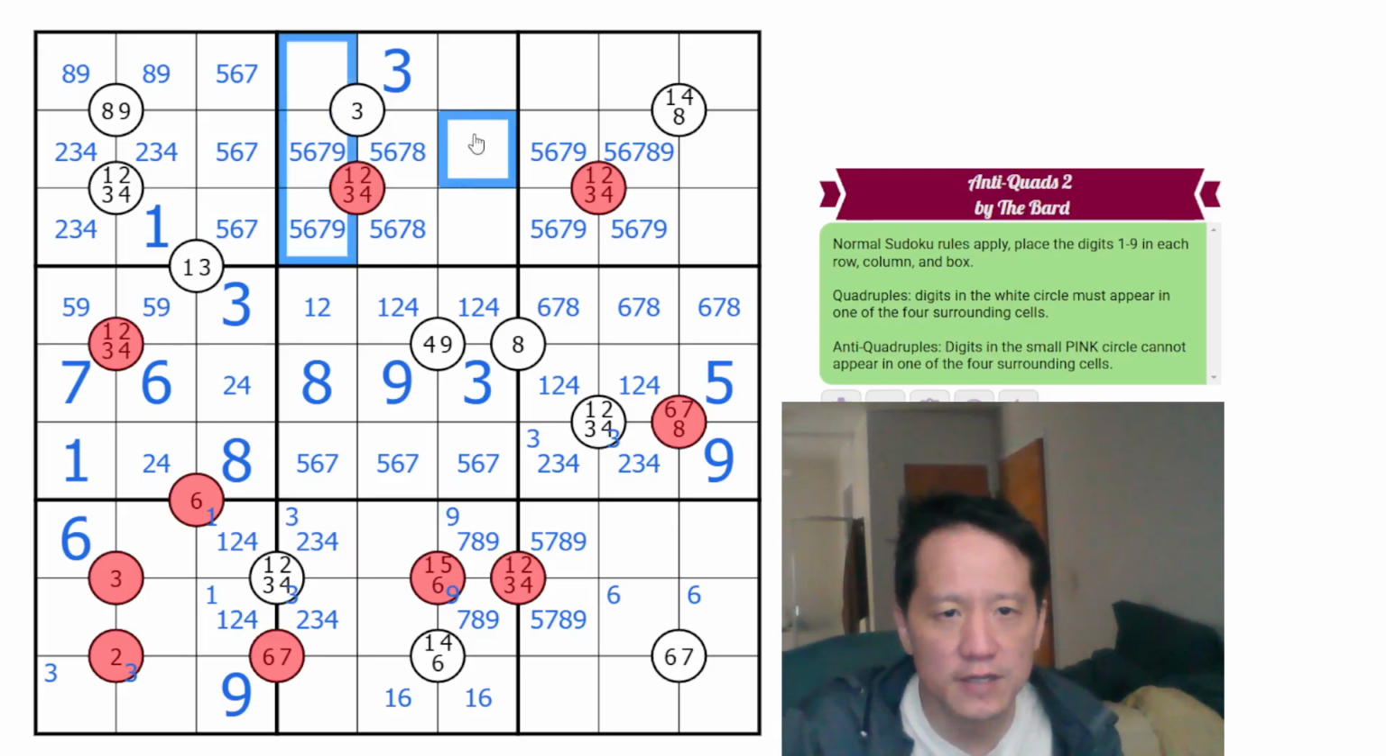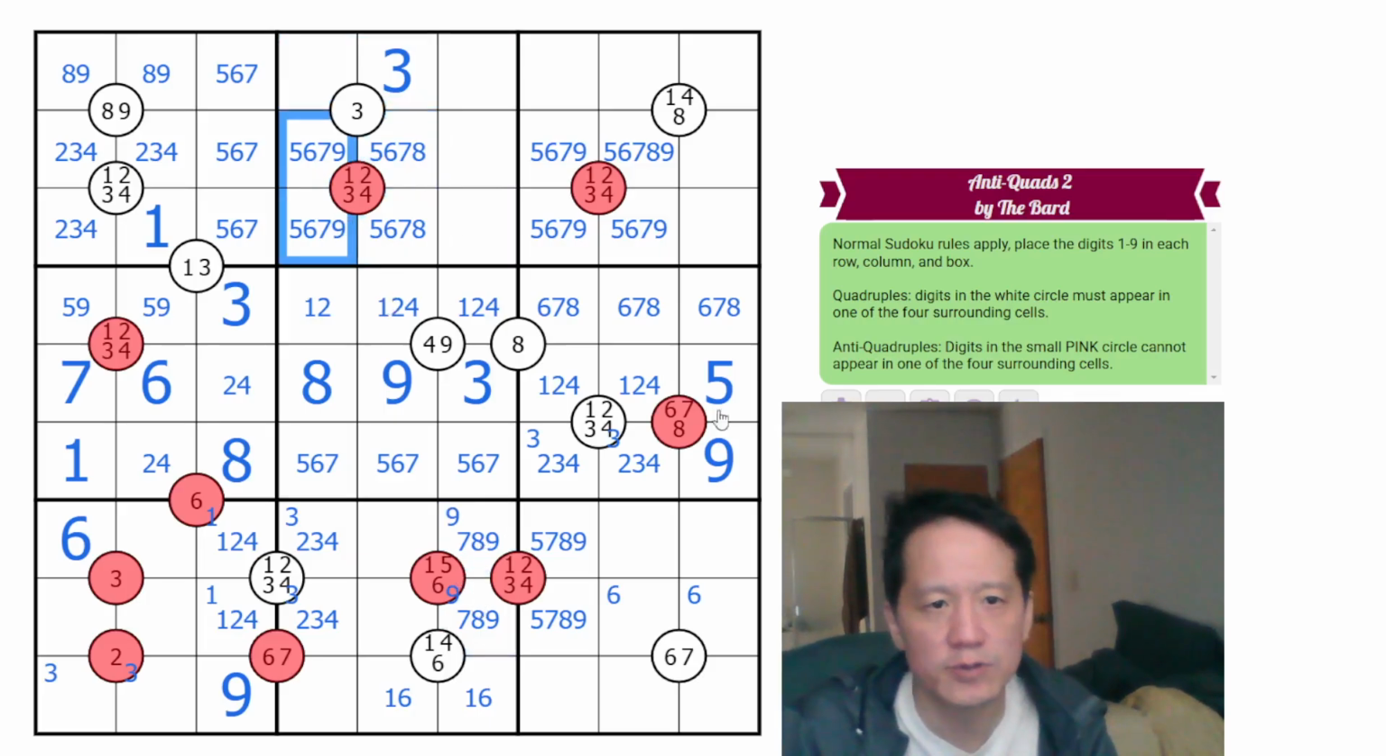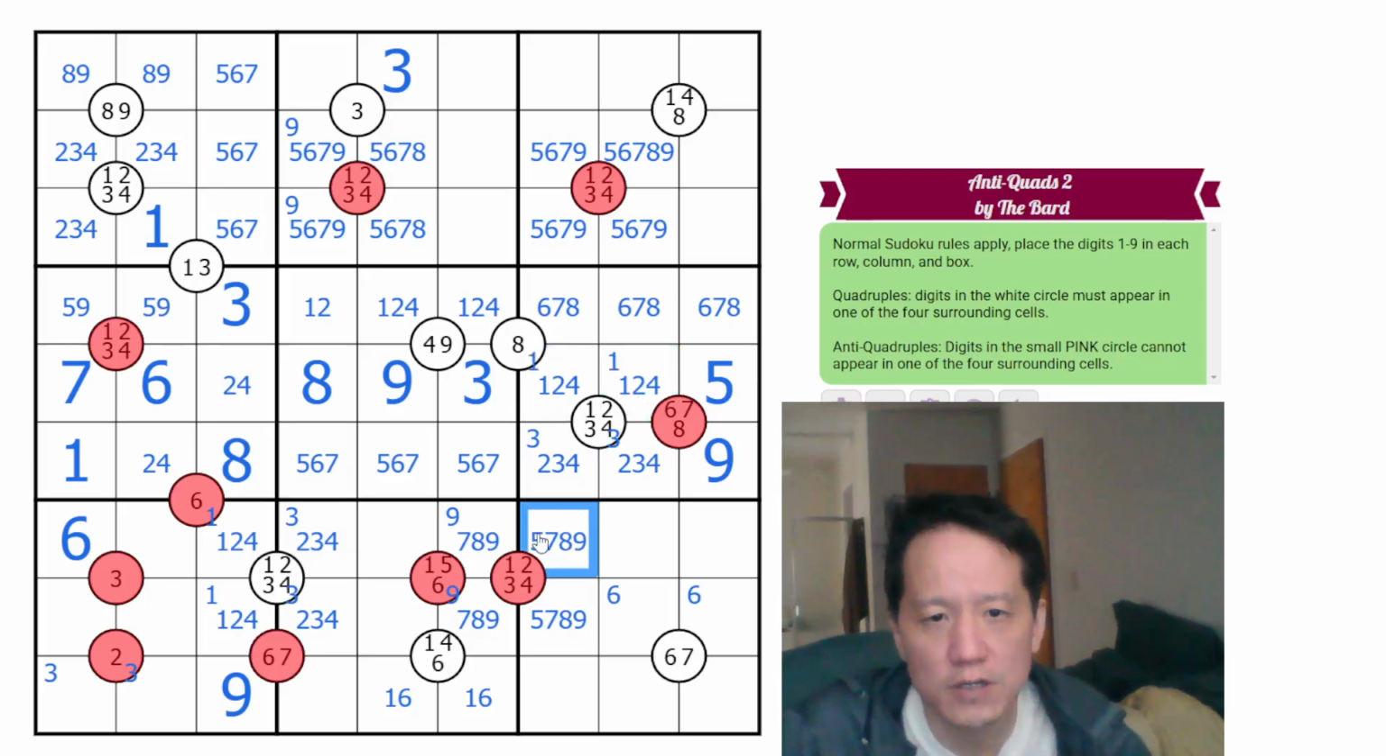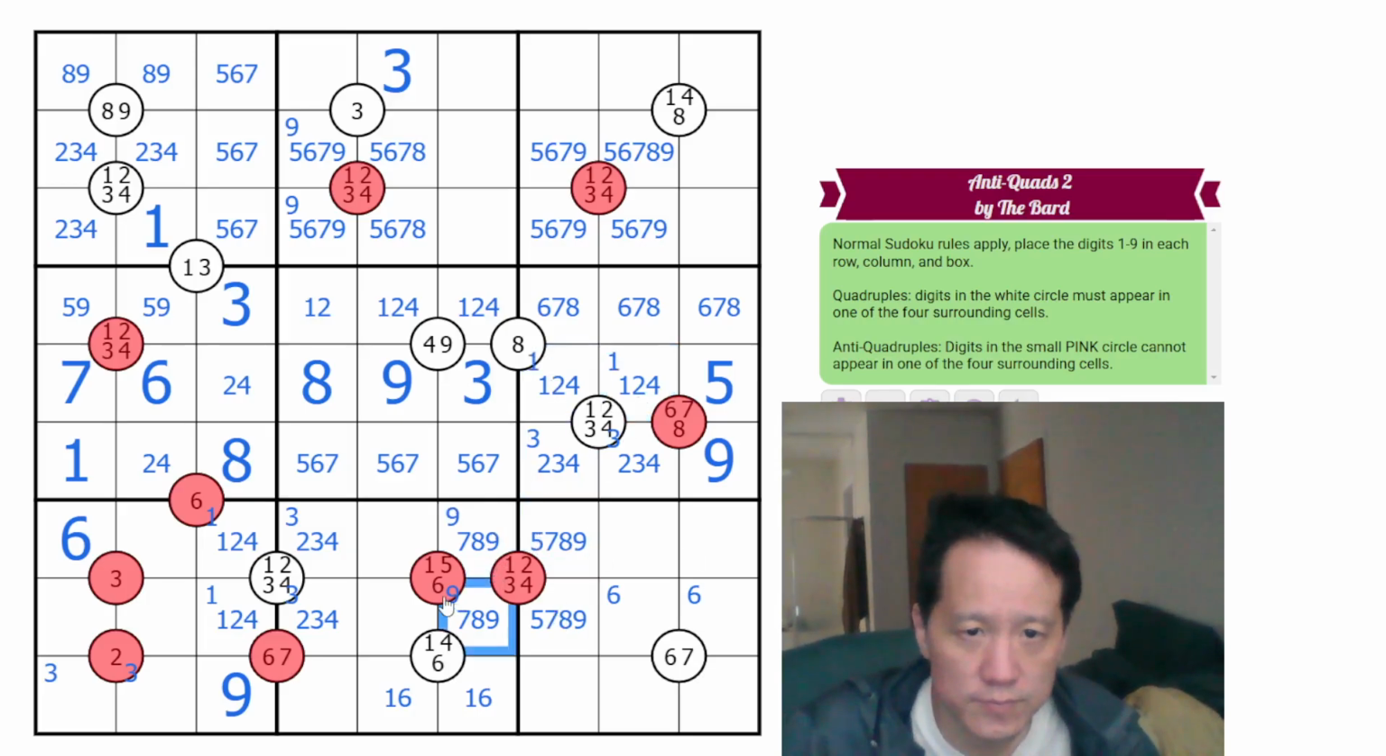Where is the 9 in this box? Can't be any of these cells. Can't be any of these because of these two cells. It can't be here, so it has to be one of these two. This is 3. This obviously is 1. This can't be 8 anymore.